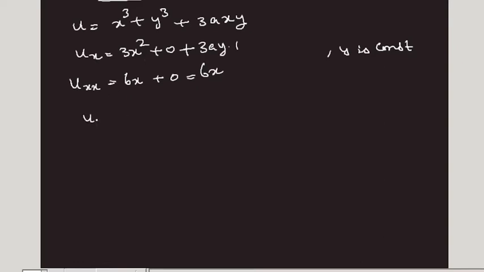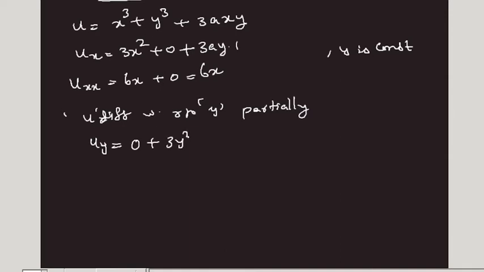Here u is differentiated with respect to y. So here partially x is constant. So here u y equal to, x is constant, so x cube is 0, plus y cube is 3y square, plus here the constant term we write first, 3ax into y is 1. So answer is 3y square plus 3ax.